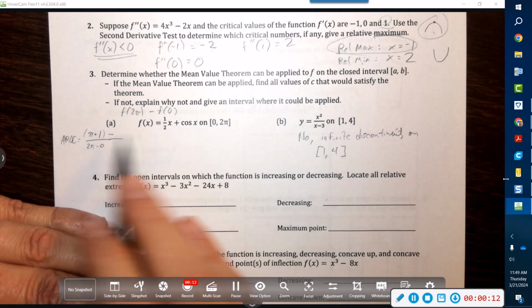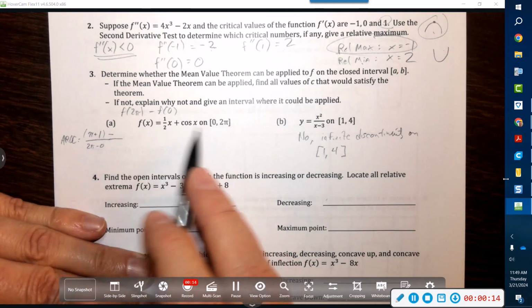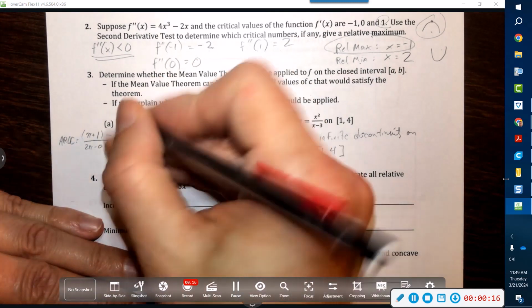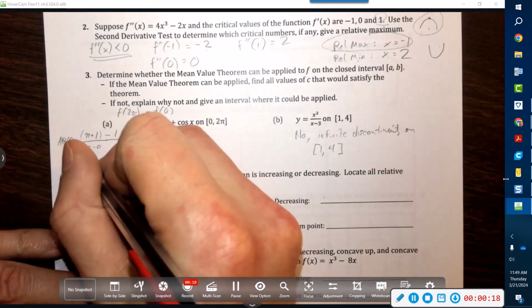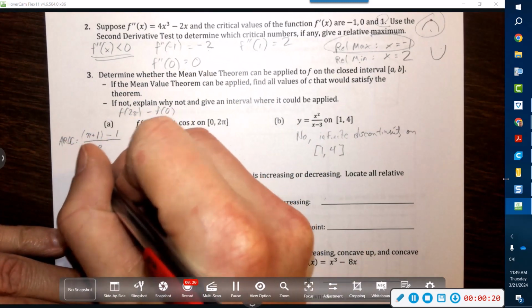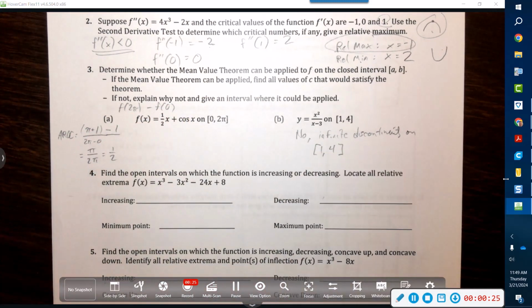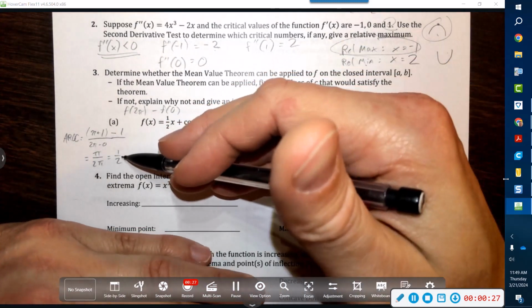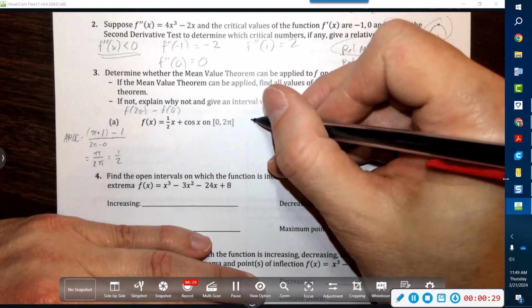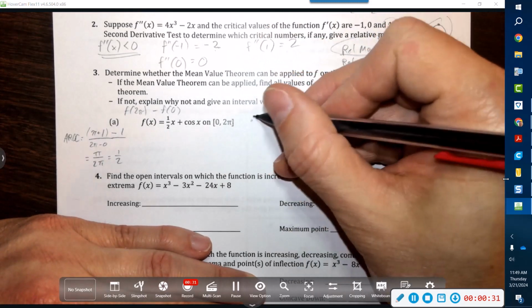Okay, so this was the 2 pi, and then we're going to subtract 0. Plugging in 0, you get 0, and that's 1. So you can see that the 1's do cancel out. So you get pi over 2 pi, which is just 1/2. Now that is the AROC. So this means that from endpoint to endpoint, I have a slope of 1/2.